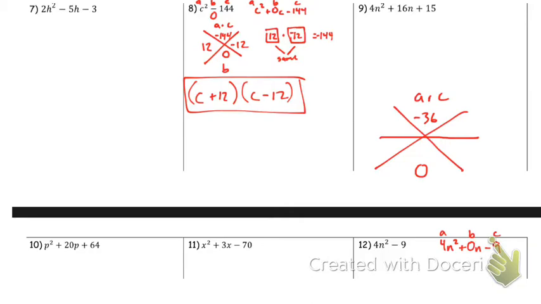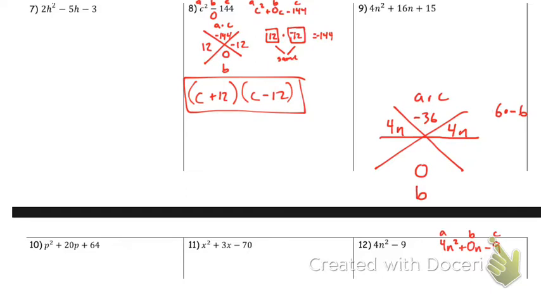So this is my B value. Before I do that, I have to put in my 4n for my leading number, 4n and 4n. That's from here, my A value goes here. Now I figure out what multiplies to negative 36 and adds up to 0. That should be fairly simple. It's 6 and negative 6. When I multiply those, it gives me negative 36. When I add those, it gives me 0.